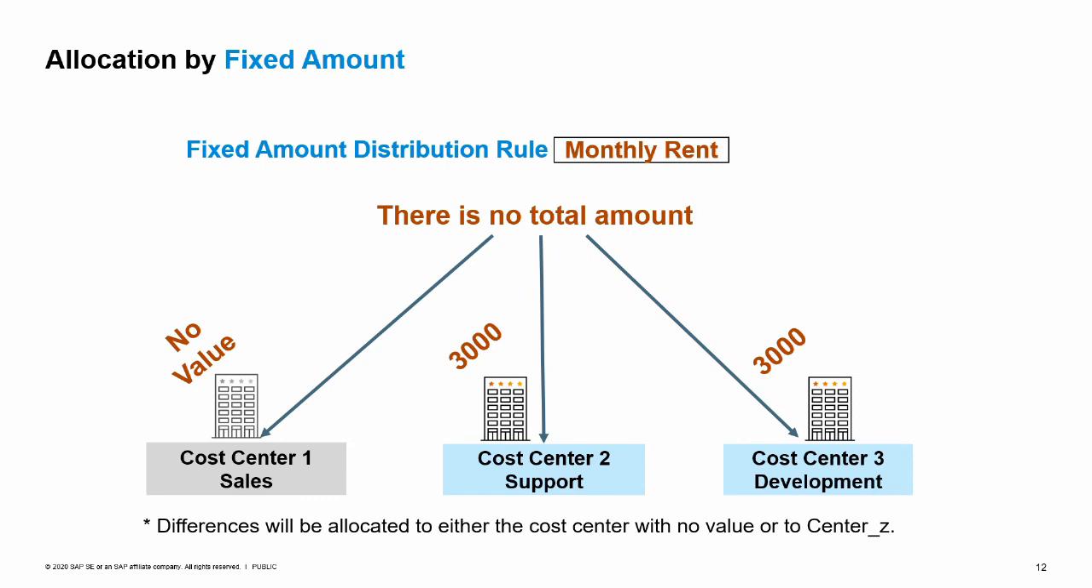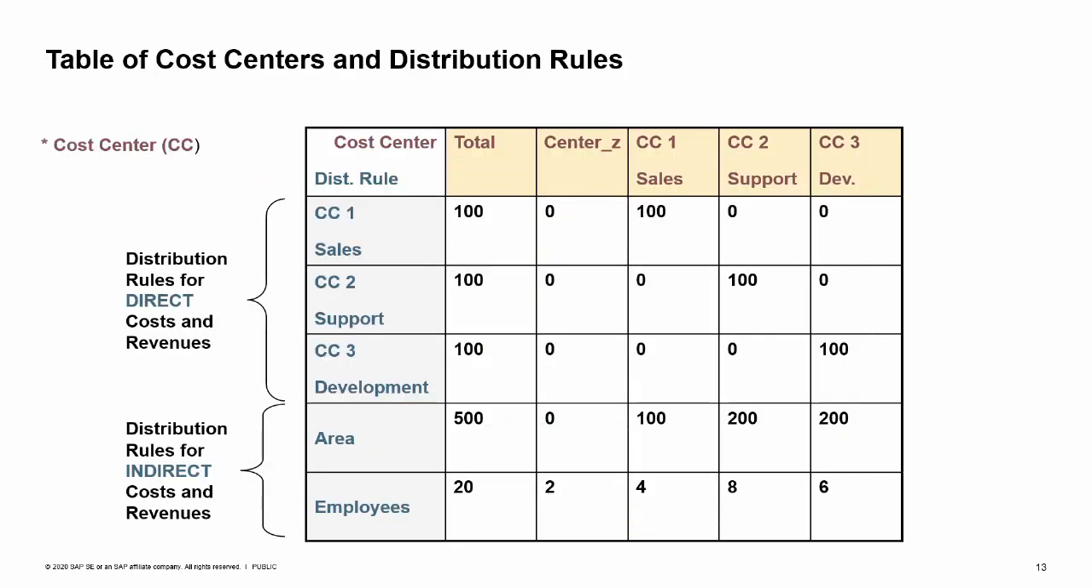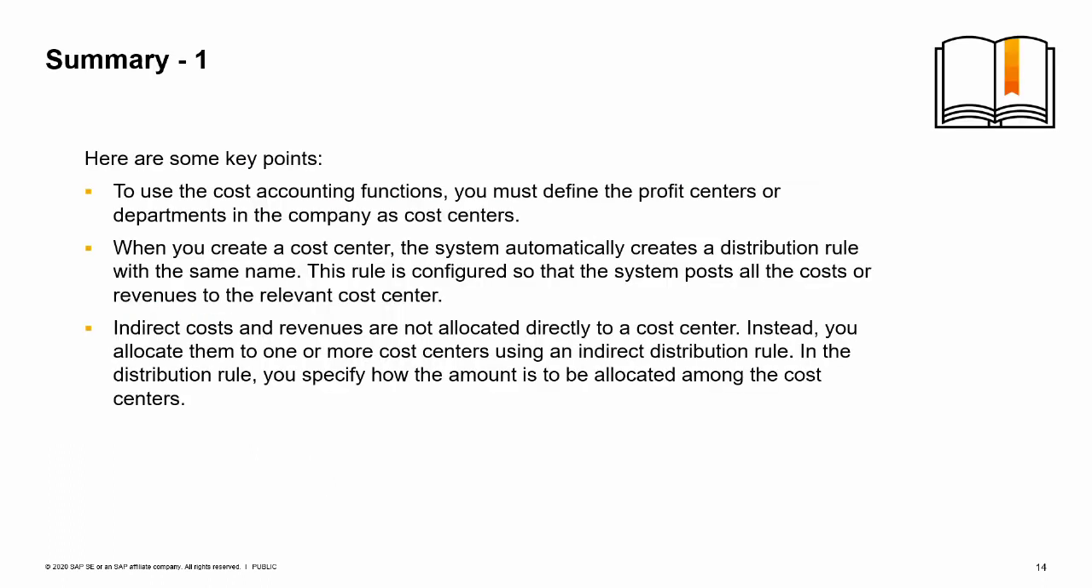Once OEC Computers has set up their cost centers and distribution rules, they can view the allocations in a table format. Choose Financials, Cost Accounting, Table of Cost Centers and Distribution Rules to display the allocations for distribution rules. Here we see an example of how OEC Computers could set up their distribution rules to distribute costs to the appropriate department cost centers. Here are some key points.